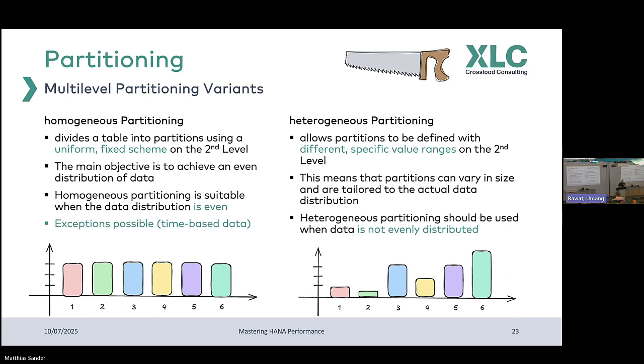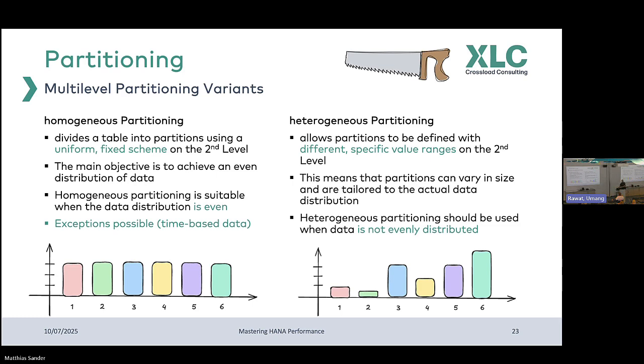From our perspective, only for multi-level partitioning variants, most of the time we are using the homogeneous partitioning, where the second level is always the same. So if I have two on the first level, which means I split the data in two parts on the first level, then there will always be the same partitions in the second level. So always 2020, 2021. So there is no chance to change it.